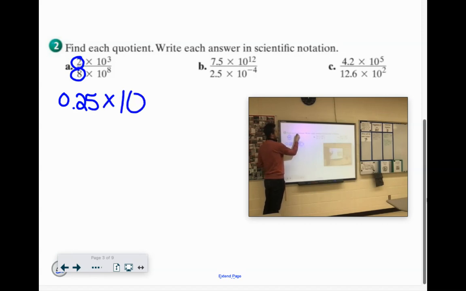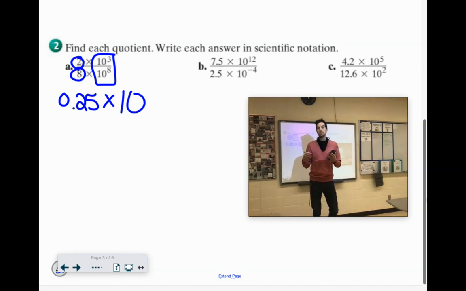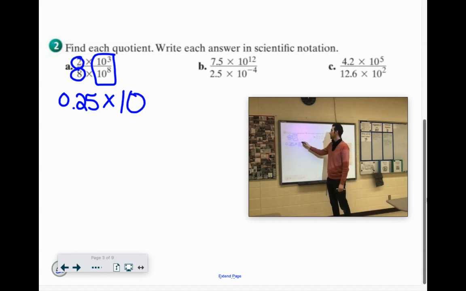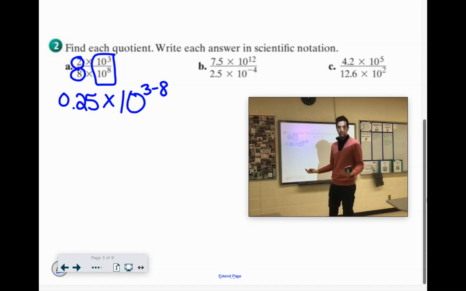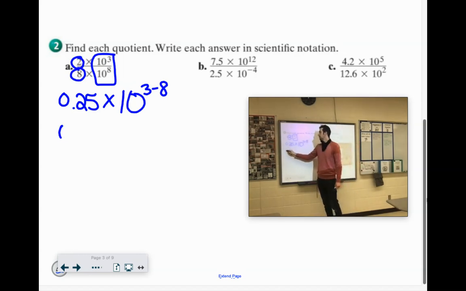And then these, the 10s, are the same base. So remember, when you have the same base, you subtract the exponents with division. So we're doing 3 minus 8. Now, again, in scientific notation, it's fine to have negative exponents. You don't move them under a fraction or anything. So 3 minus 8 would be negative 5.